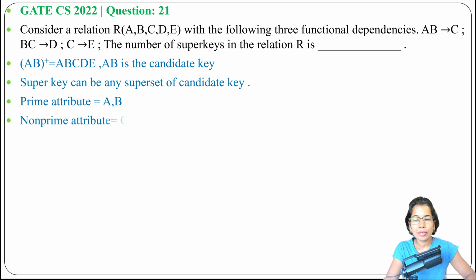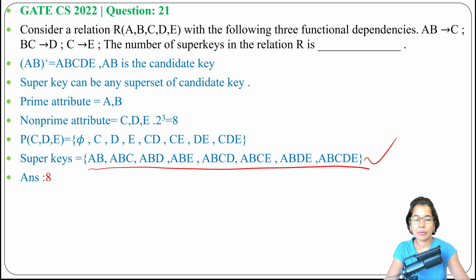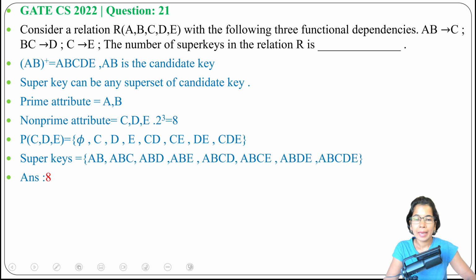We got 3 non-prime attributes, 2 power 3 equals 8. Hence the number of superkeys in the relation is 8. Just find the prime attributes and how many non-prime attributes there are. 2 power the number of non-prime attributes will be the number of superkeys possible. Just for understanding, I listed out all the superkeys, you don't need to. I already discussed a similar type of example during the lecture.